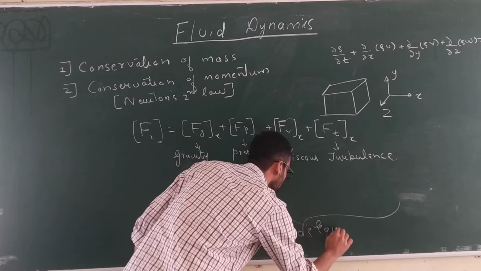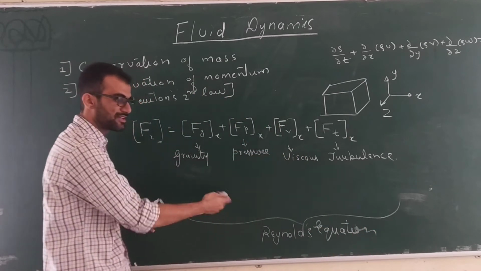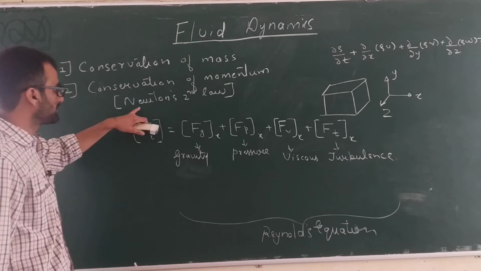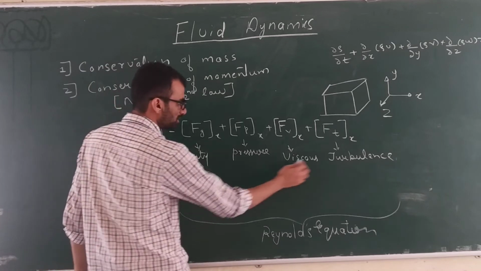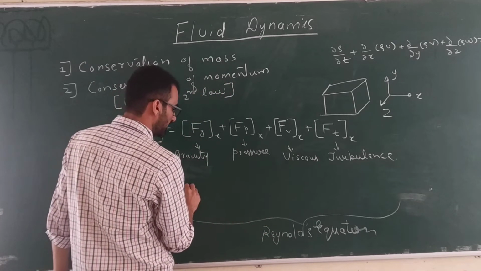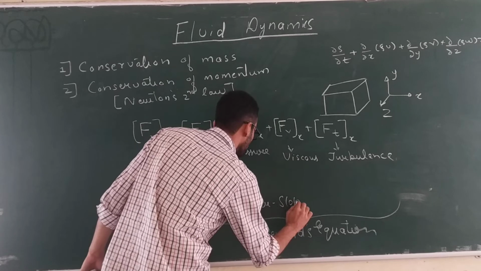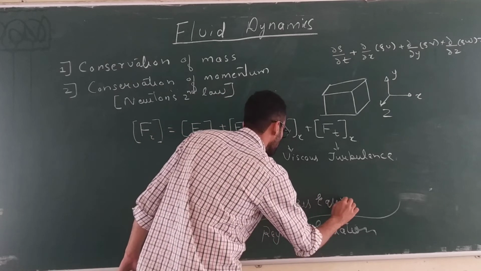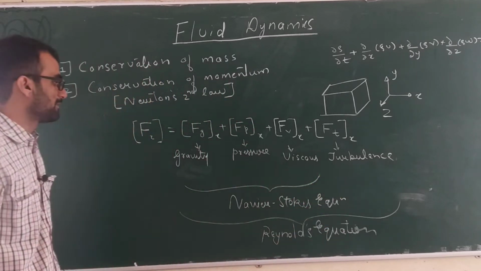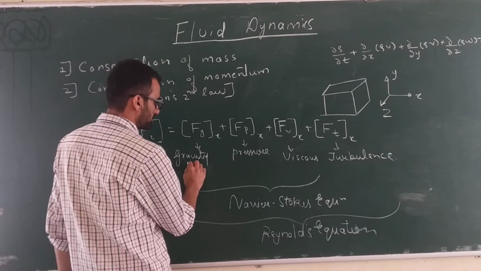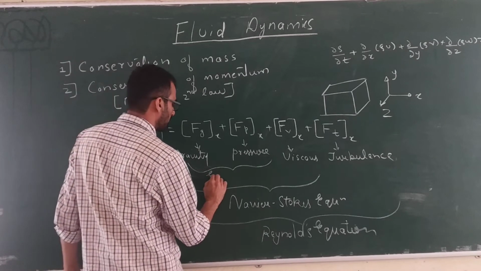Okay, if you consider all these forces and derive the momentum equation by applying Newton's second law, you will get the Reynolds equation. If you neglect the force of turbulence, then what you will get? You will get the Navier-Stokes equation. Okay, so if you consider these forces only, then you will get the Navier-Stokes equation. And finally, if you just consider two forces, gravity and pressure, then the equation that you will get is the Euler's equation.